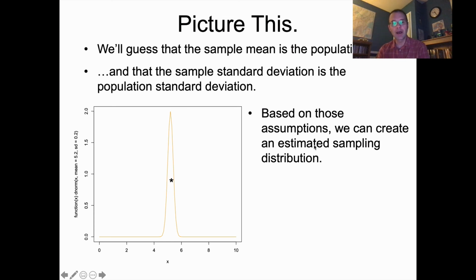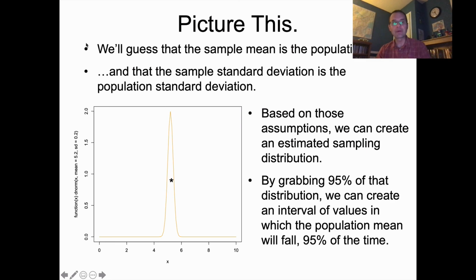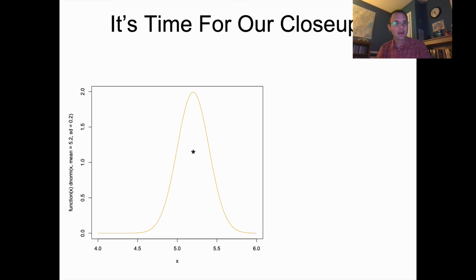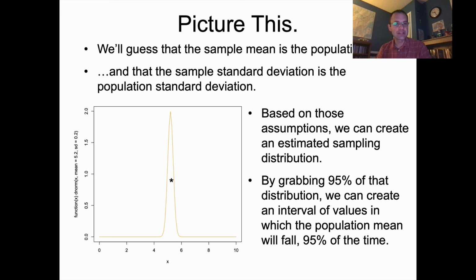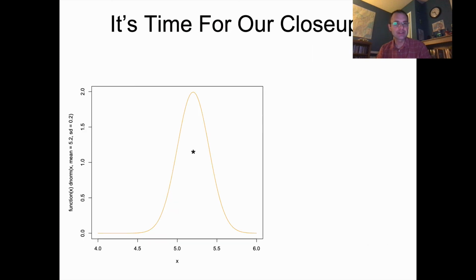So like I said, according to the central limit theorem, the sampling distribution mean should be the same as the population mean. So we're just going to guess that it's at our sample mean value at 5.2. And then we're going to grab 95% of that distribution by creating an interval of values in which the population mean will fall 95% of the time. Okay, so I'm going to zoom in a little bit here on our distribution to show you how this is working at a more fine-grained level.